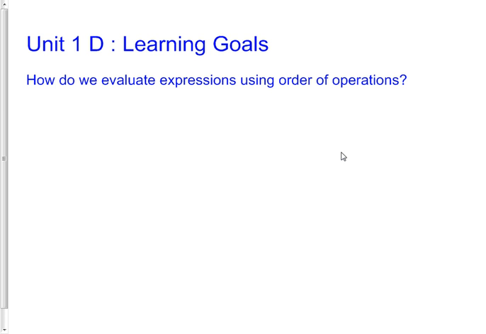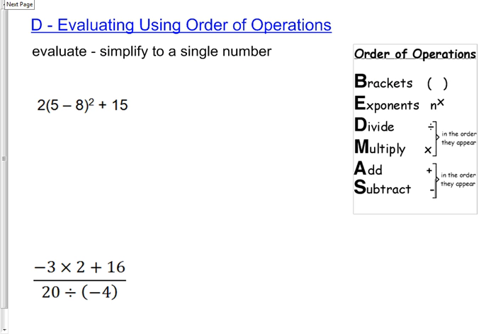Okay, so today we're continuing our work on the review unit here. We're going to work on some material out of Unit 1, Box D. We're going to look at how we evaluate expressions using order of operations. First off, what does it mean to evaluate something? Well, evaluate just means simplify to a single number.